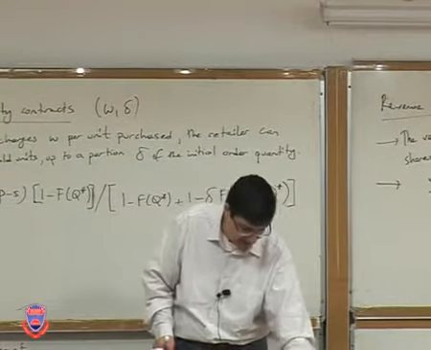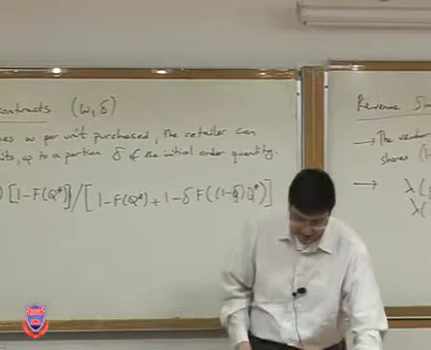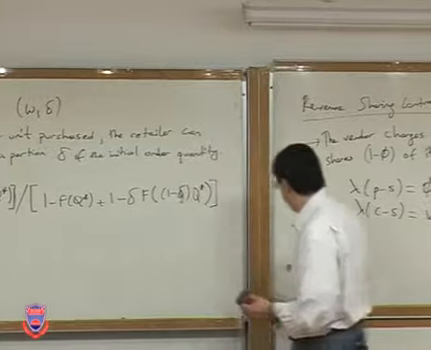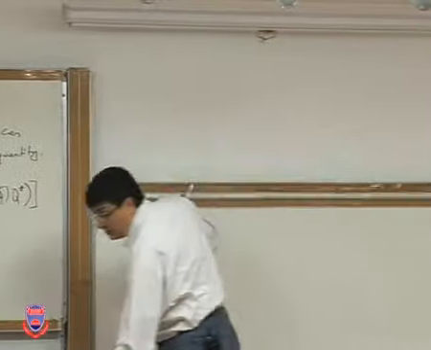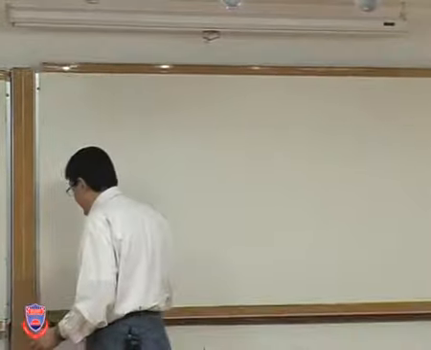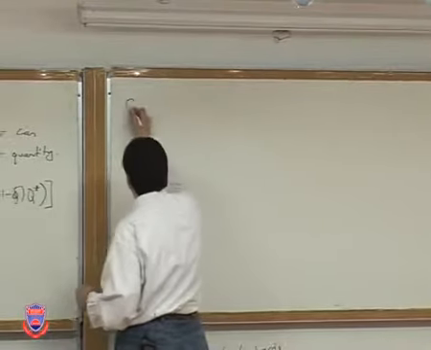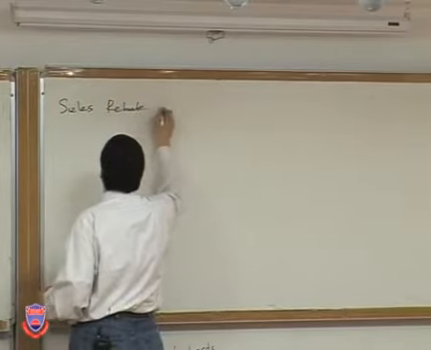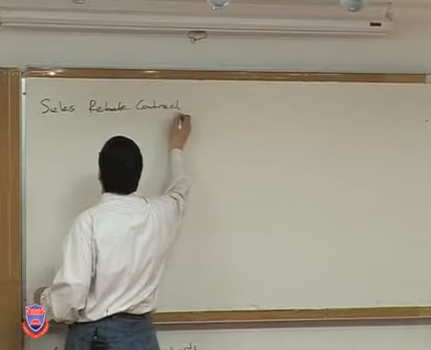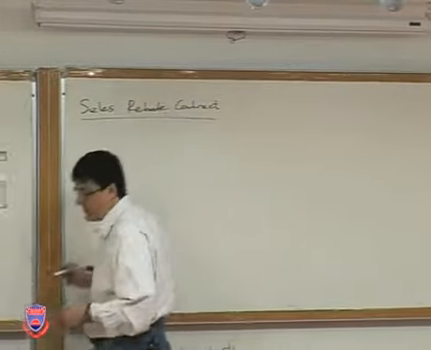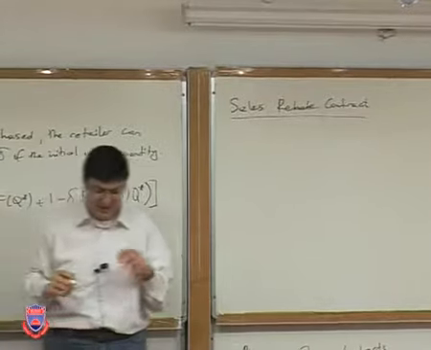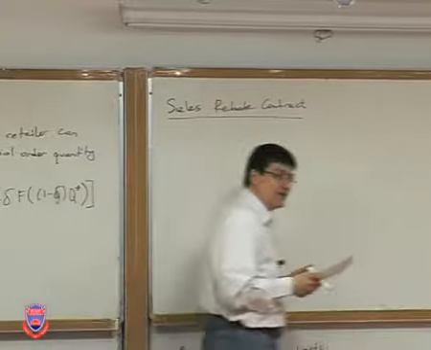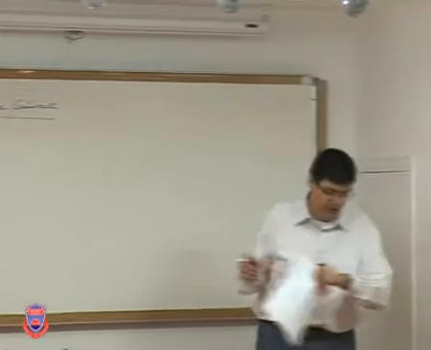Okay, now another typical contract will be the sales rebate contract. This is a contract which is used in practice a lot. The modeling of this is also possible, but I'm not going to talk about that. This is a little bit different than the others. And when you look at this, you're going to see that it is very meaningful.